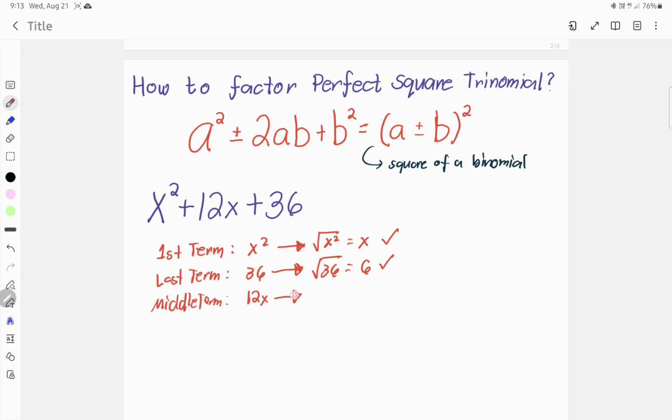Now, the third term: you get the x, multiply by 6, then always remember to make it twice. So the correct answer is 12x. Therefore, we can say that this is a PST, or perfect square trinomial. It confirms that this is a PST.